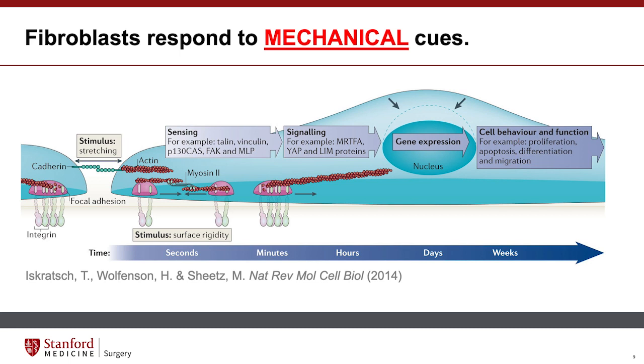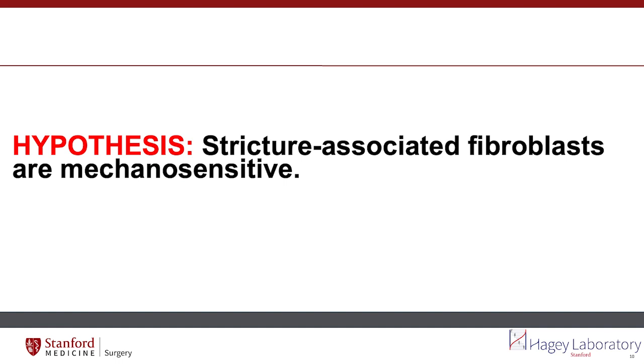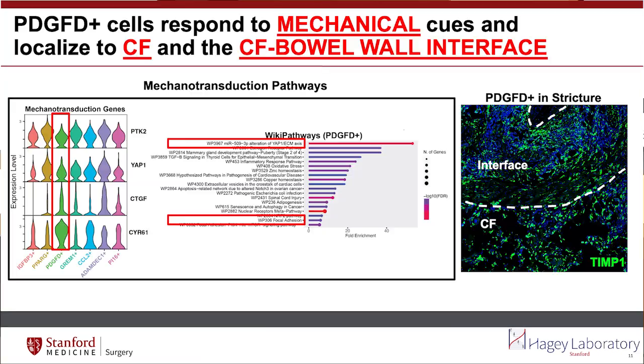And so we know that fibroblasts respond to mechanical cues in a variety of contexts, especially in response to stiffness. And so we hypothesized that there may be these stricture-associated fibroblasts that are actually mechanoresponsive. And so what we did was we looked at the gene expression of these mechanosensitive genes, including PTK2 or FAK, YAP signaling, as well as downstream targets such as CTGF and CYR61. And what we were able to find was that in this PDGF delta positive population, there was this upregulation of these mechanosensitive genes. If we perform gene ontology analysis, which kind of gives us a flavor for the differentially expressed genes that we're finding, we were able to identify some mechanosensation pathways that were present there.